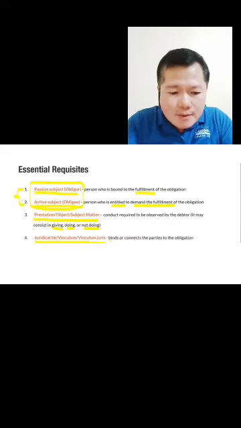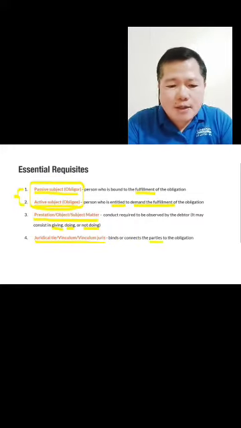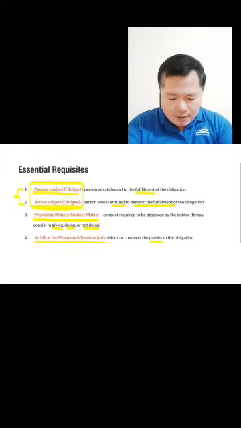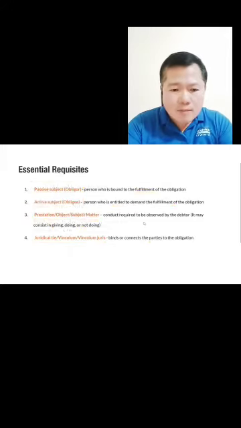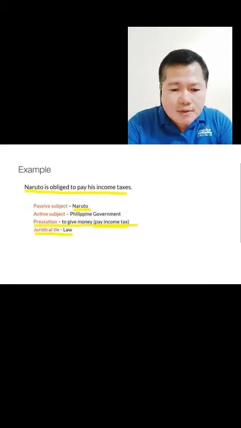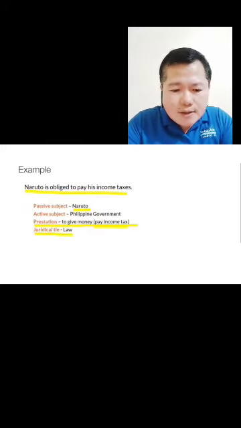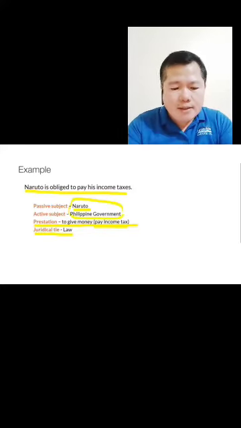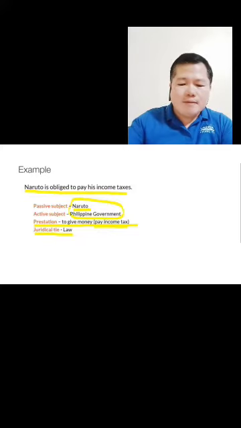Okay, we'll go back to the meaning. It binds or connects the parties to the obligation. So who are the parties connected? These two, the passive subject and the active subject. So let's go back to the example. Who are bound? Naruto and the Philippine government.